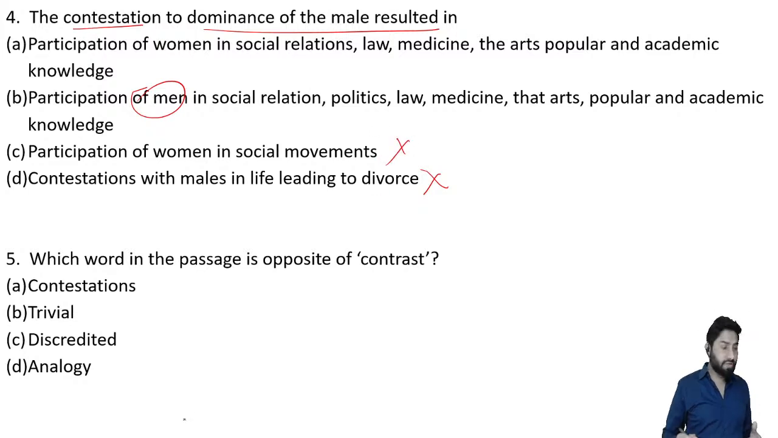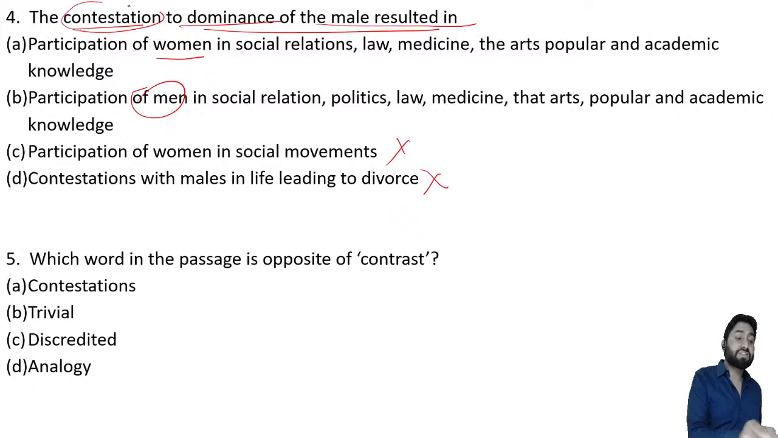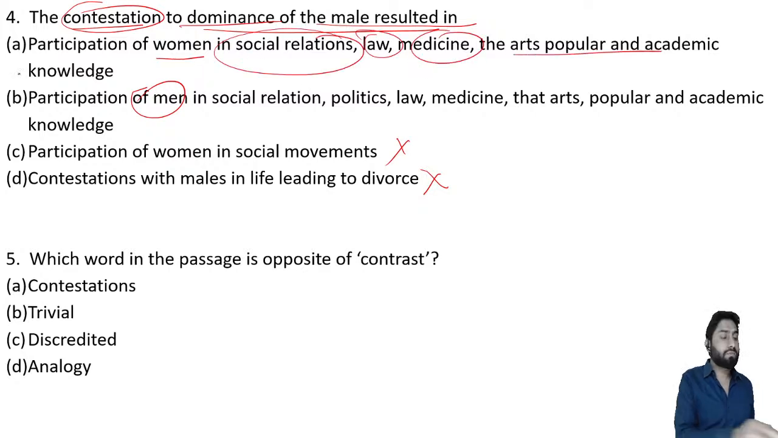If you are a little confused between A and B, so you can mark, so which one is the correct answer? Participation of women, dominance of the male resulted in contestation. What did it result in, what was the outcome? So participation of women in social relations, law, medicines, and that's what was the answer. That's the answer. So the answer is A.